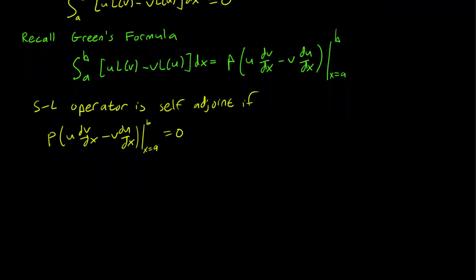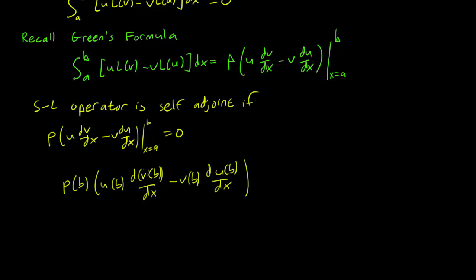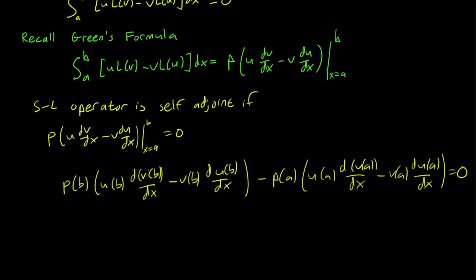So remember what we're doing is that we're just plugging in the boundary values. So this is equivalent to saying that p(b) [u(b) dv(b)/dx minus v(b) du(b)/dx] minus p(a) [u(a) dv(a)/dx minus v(a) du(a)/dx] equals 0.